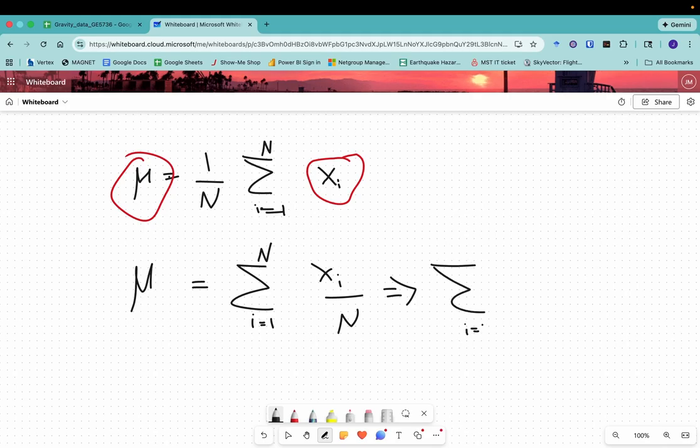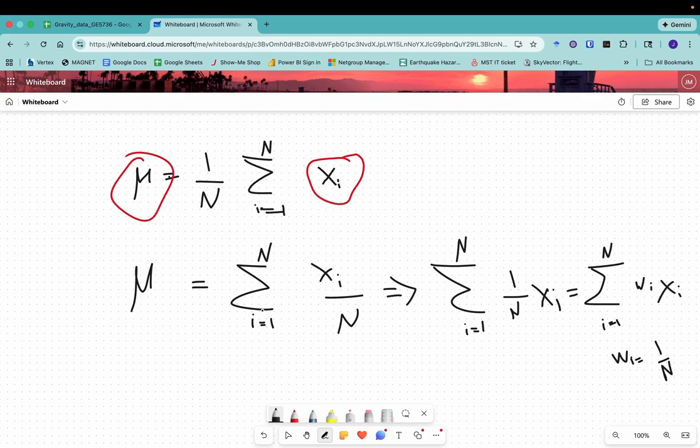Sum i equals 1 to n, 1 over n, xi. And this we can write as sum i equals 1 to n, wi xi. Okay, so what have we done here? What we've done is our normal average, and let me just say down here, wi is equal to 1 over n. So now all these equalities hold.